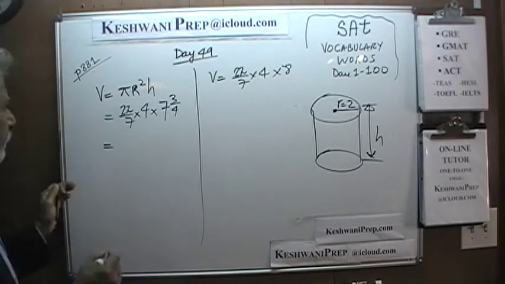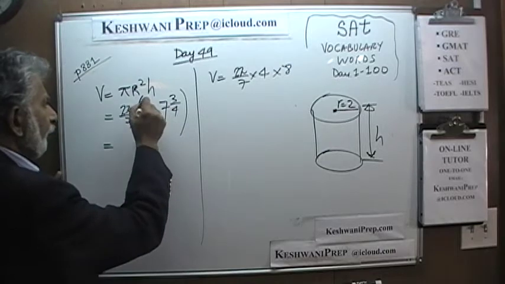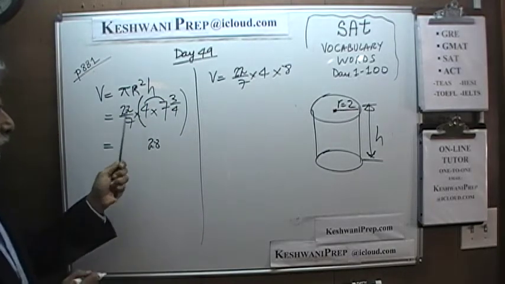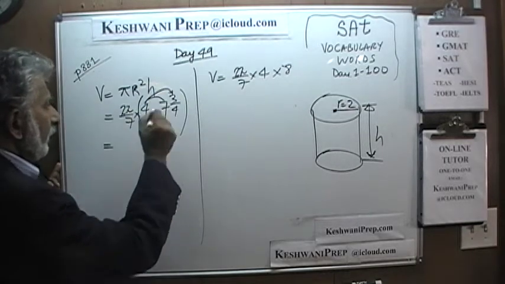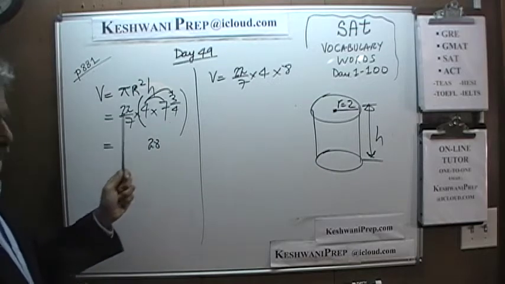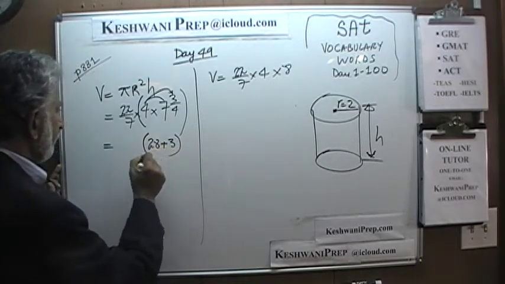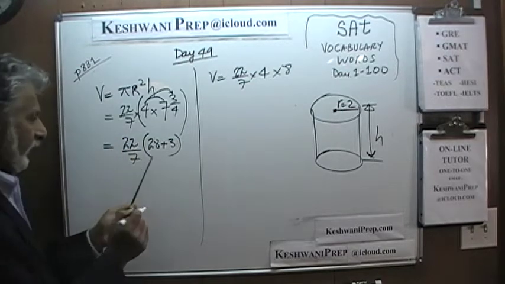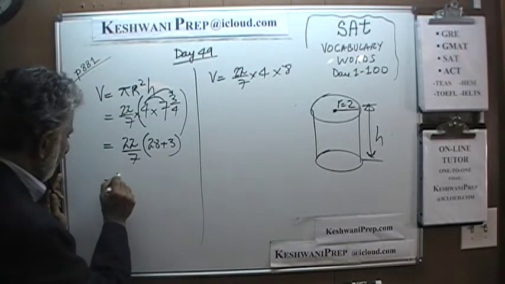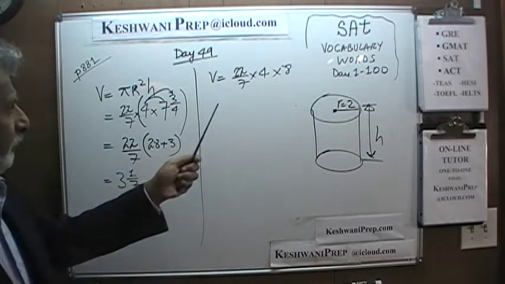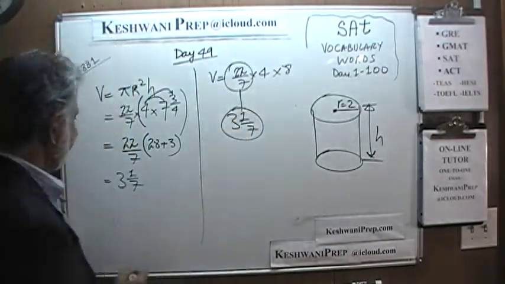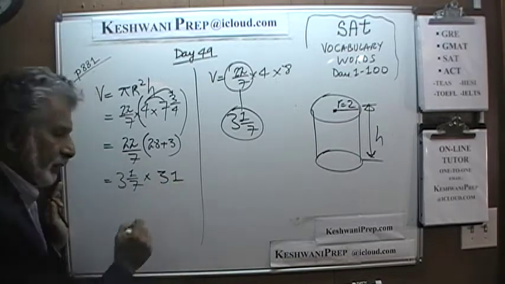7 3/4. Let's first take care of this part here. 4 times 7 is 28. And 4 times 3/4. The 4s are going to drop out, and it's just 3. So it's just 22 over 7 times 31. Let's find out what 22 over 7 is, which is simply 3 1/7, as I said right here a little while ago, this quantity right here, times 31.